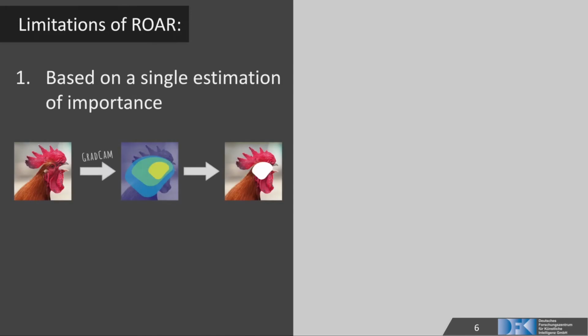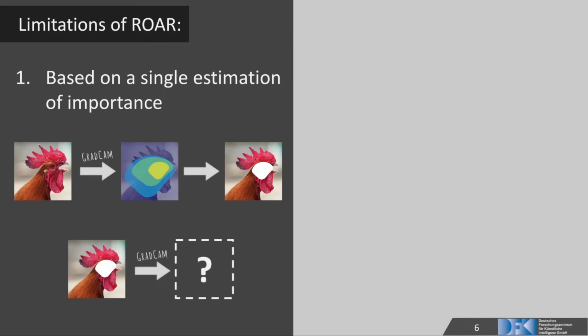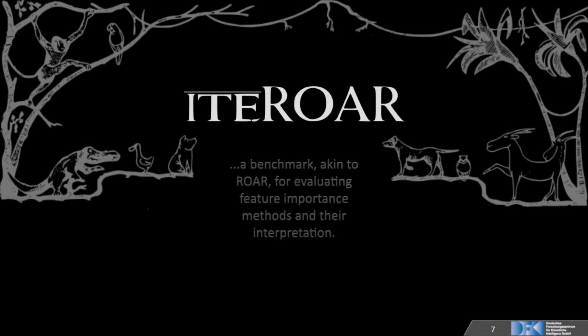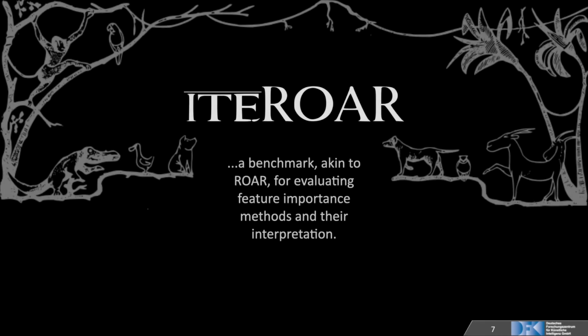First, determining what parts to remove next is based on a single estimation of importance, and won't reflect the rise in importance of other class-relevant features. Moreover, some class-relevant features might be preserved by the mask itself, such as the form of an object or its position, something that was not considered in the original benchmark. This is why we propose ITEROR, a benchmark for evaluating expected properties of feature importance methods, and the way these can be interpreted. ITEROR works as follows.